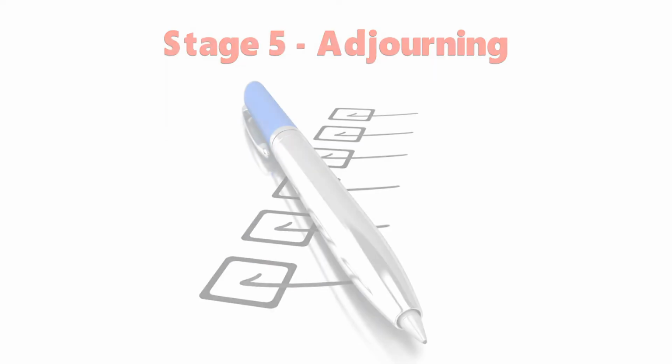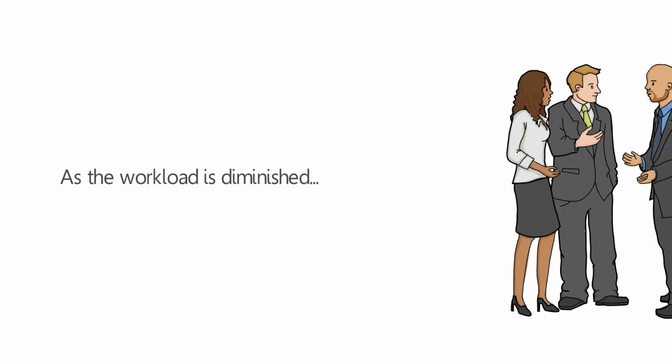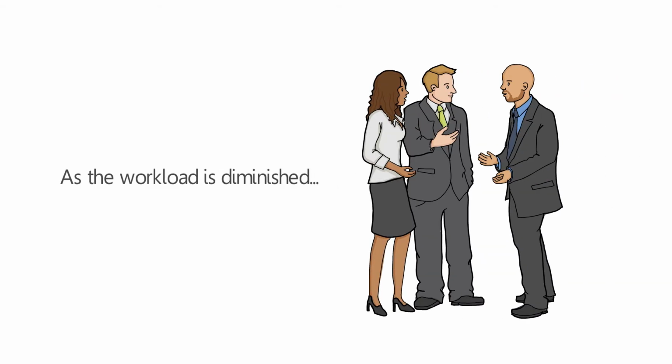Stage 5. Adjourning. In the adjourning stage, most of the team's goals have been accomplished. The emphasis is on wrapping up final tasks and documenting the effort and results. As the workload is diminished, individual members may be reassigned to other teams, and the team disbands. There may be regret as the team ends. However, a ceremonial acknowledgement of the work and success of the team can be helpful.